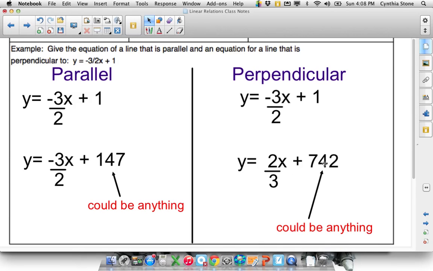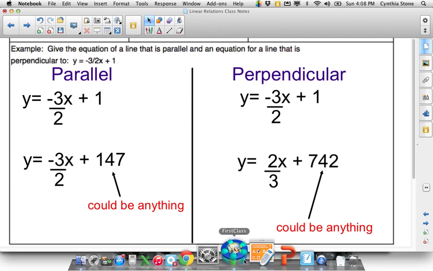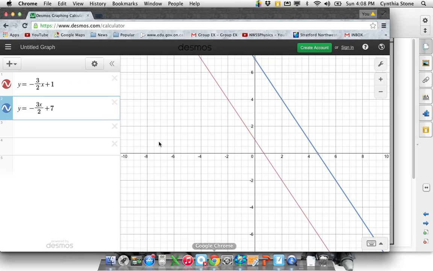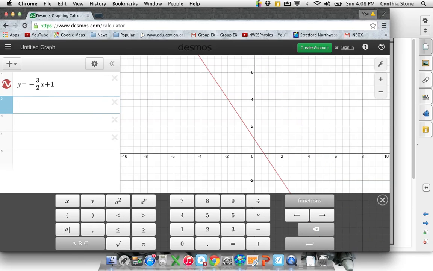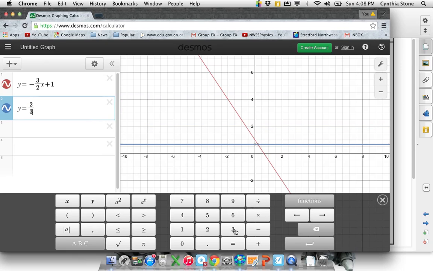So I chose these huge numbers just to make the point that it could be anything. But just for the Desmos screen, let's choose something smaller. So here's my original right there. Now I want a perpendicular, so I'm going to say that's got to be 2 over 3. So let's just say plus 2 or something. Right, so that looks perpendicular.